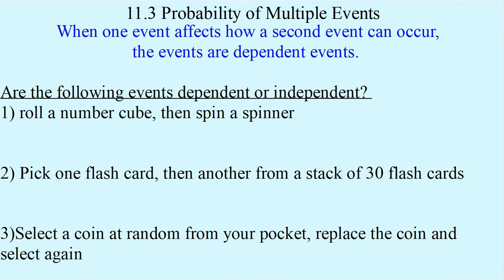For instance, in example 1, rolling a number cube, also known as dice, then spinning a spinner. Whatever I get on the dice doesn't affect the spinner, right? Those are two independent events.